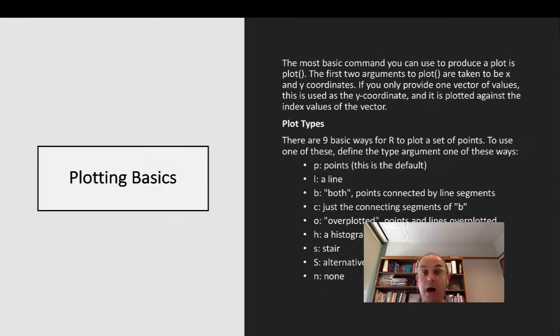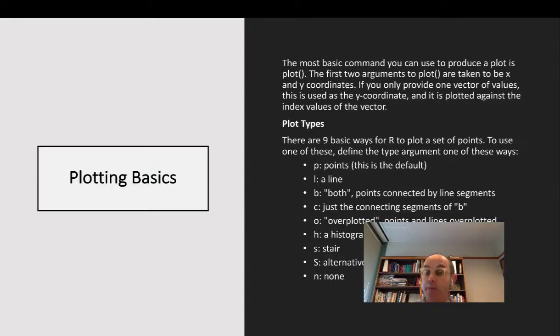So the basic command to produce a plot in R is plot. There are two arguments that go into this command. First of all, the x and the y coordinates, and you can also provide just one vector of values, which is used as the y coordinate and is plotted against the index value of the vector.